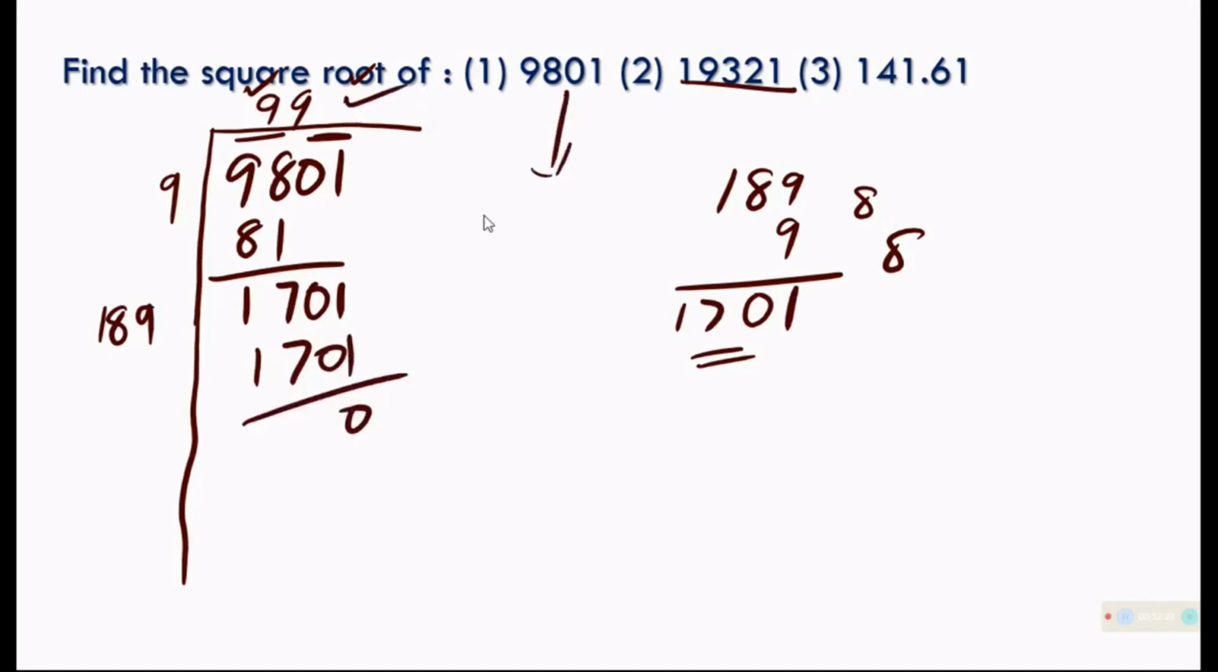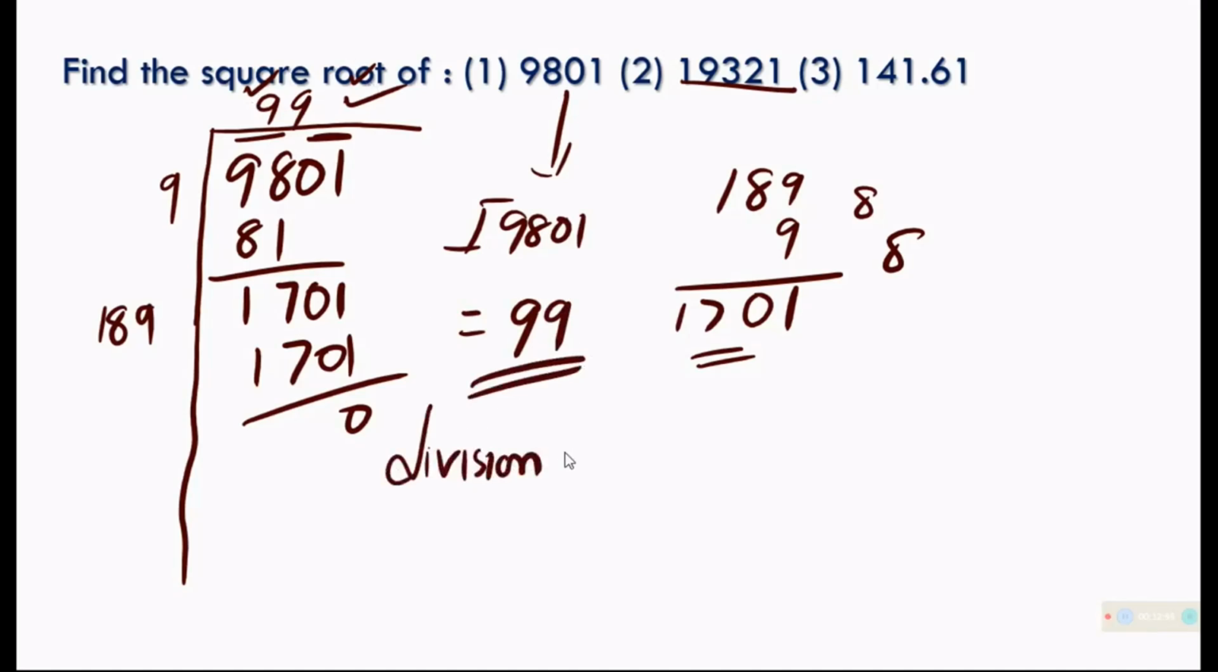Square root of 9801 is equal to 99. By division method हमने find out किया. Understood? By division method we could find out the square root of 9801.